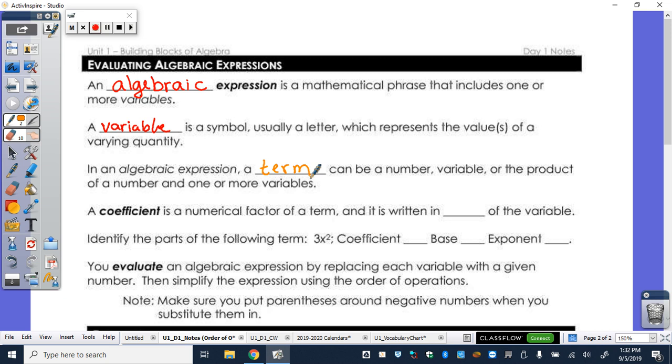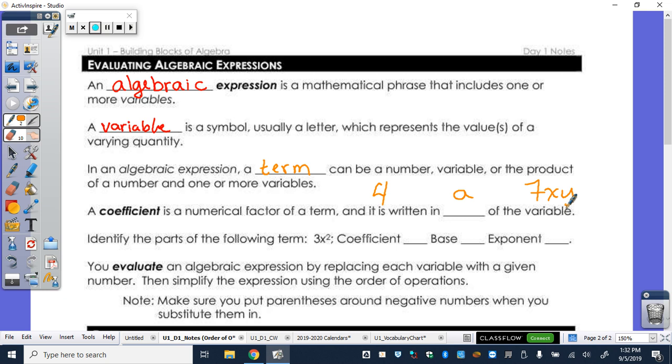So for example, the number 4 can be a term all by itself. The letter A can be a term all by itself, or some kind of combination of one or more. So like 7xy is also a term. It's just one single value, no pluses, no minuses. That is a term.